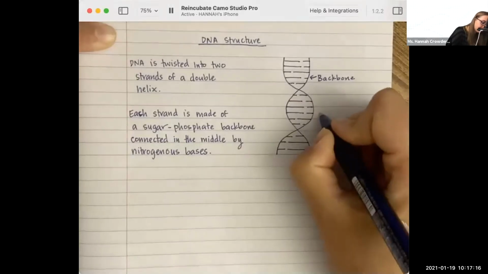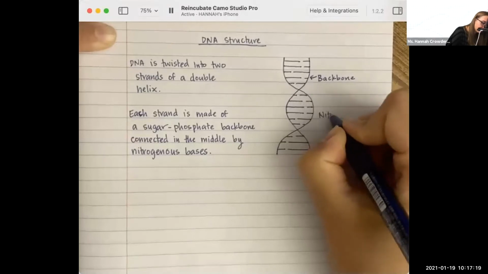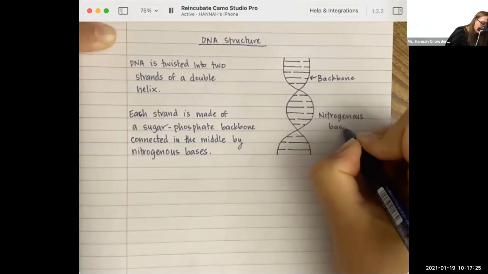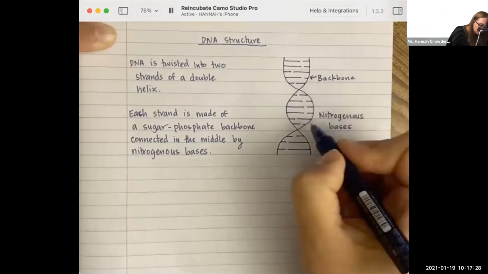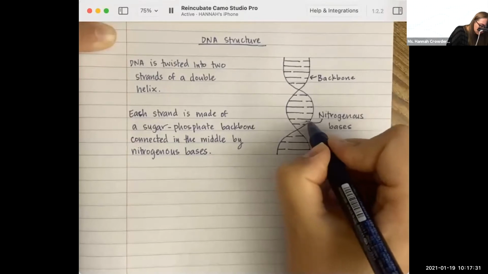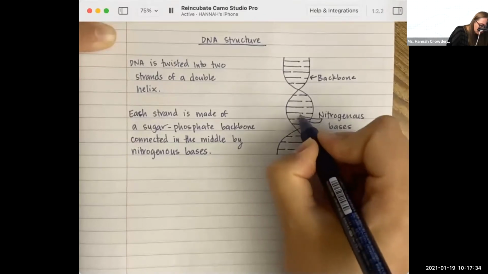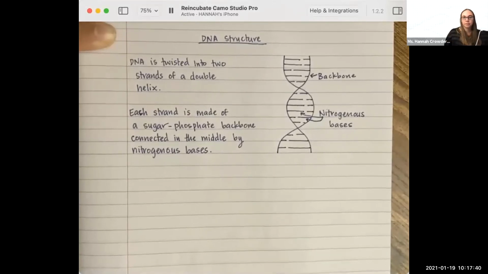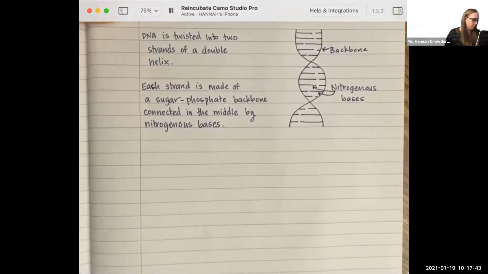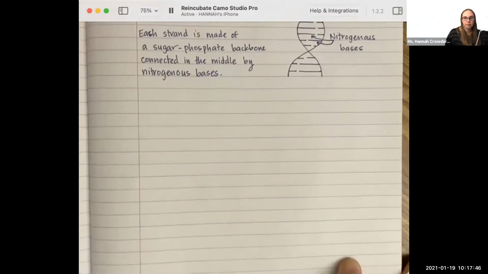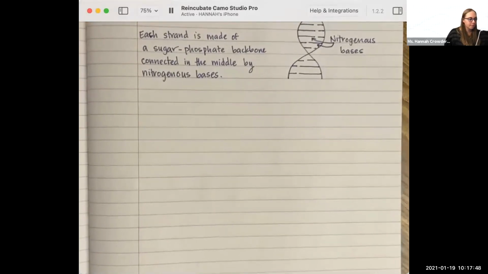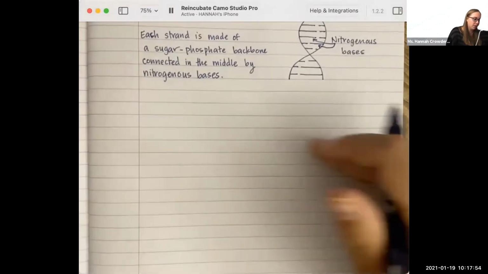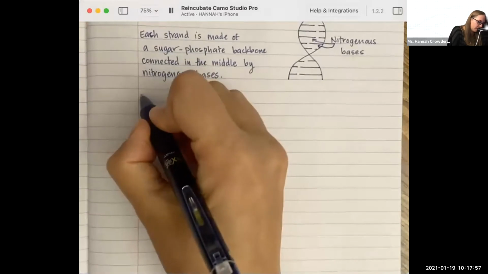So adding into my notes here that these are nitrogenous bases. And those are these things in the middle. So those are my nitrogenous bases. Feel free to tell me to speed up or slow down as we go. We're now going to zoom in on the backbone.